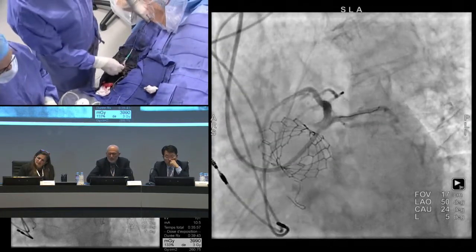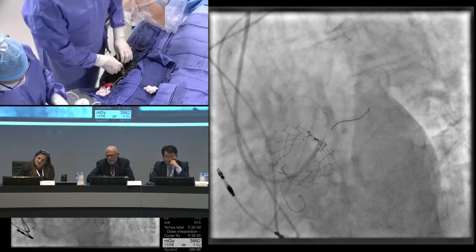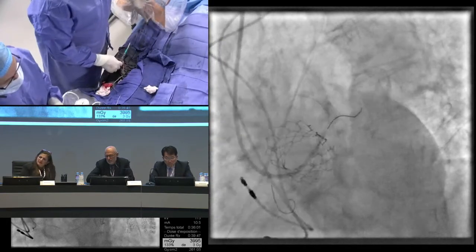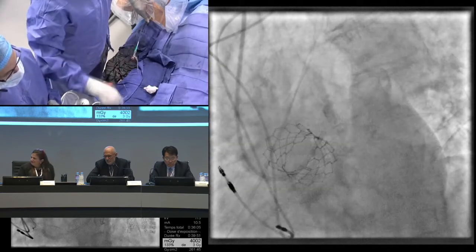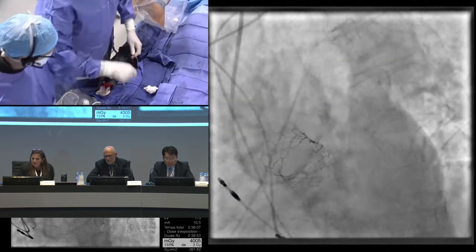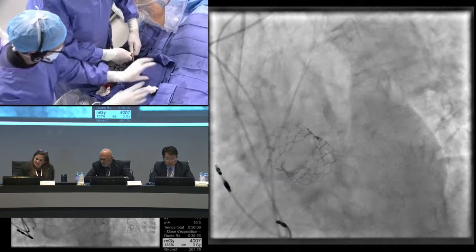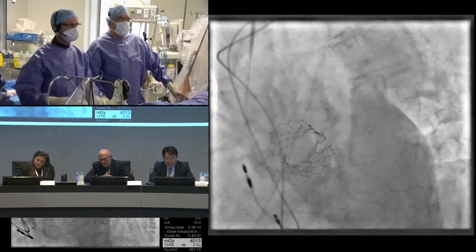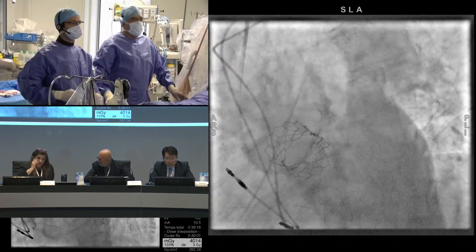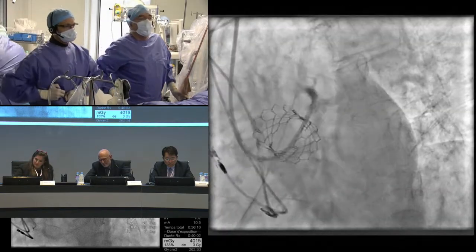This is good, huh? What do you think? It seems good, huh? Yeah, and the circumflex, we accept this result. Okay, and now what we will do is to remove the wires. I think we can accept that because there's not much more target to do. The left main, and we will see. Go on. Give some nitro.